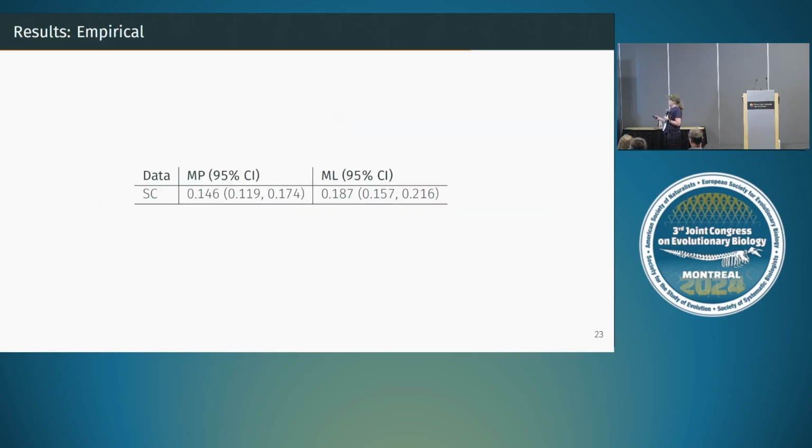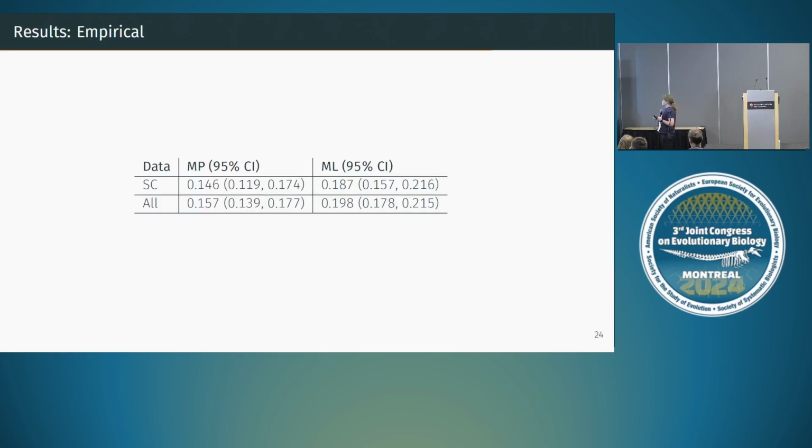Okay, so with our single copy genes, about 14.6% of our quartets support this relationship, so very low with maximum parsimony. We see that a higher percentage of quartets support that relationship in likelihood, as we would expect if this is caused by long branch attraction. When we use all our gene families, we see a slight increase. So we go from 14.6% to 15.7% in parsimony, and from 18.7% to 19.8% in likelihood.